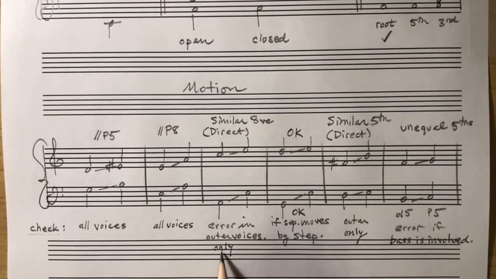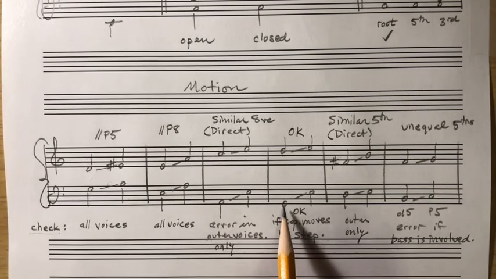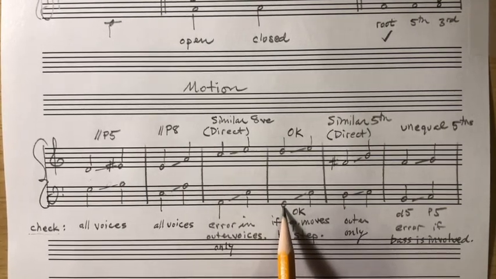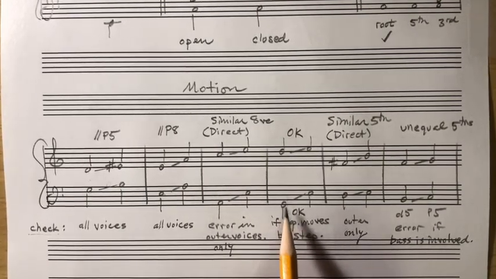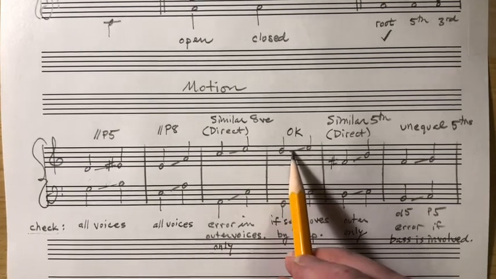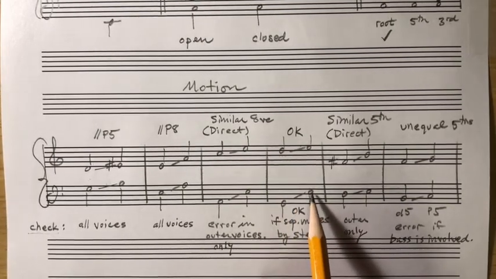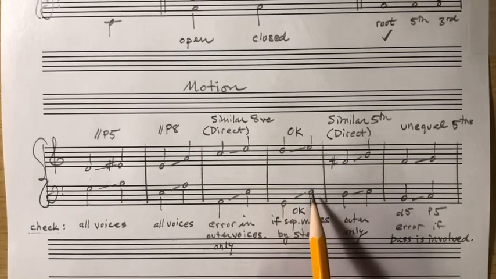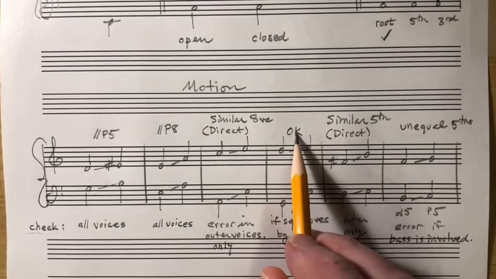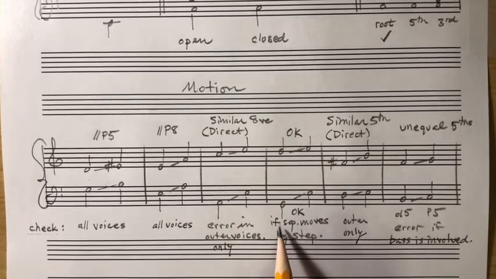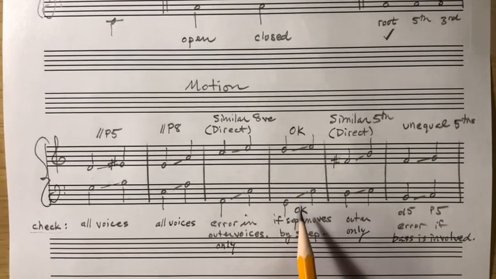There's another condition for this. If we look at it carefully, we'll see we once again have similar or direct octaves because both voices are ascending and they're landing on this octave E. However, this is okay. It's okay if the soprano is moving by step, then this is not considered an error.